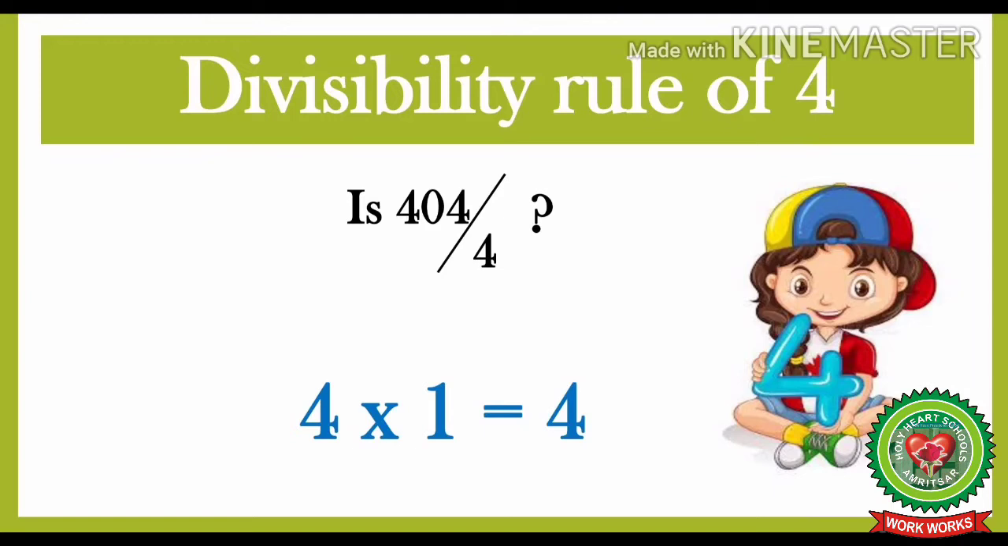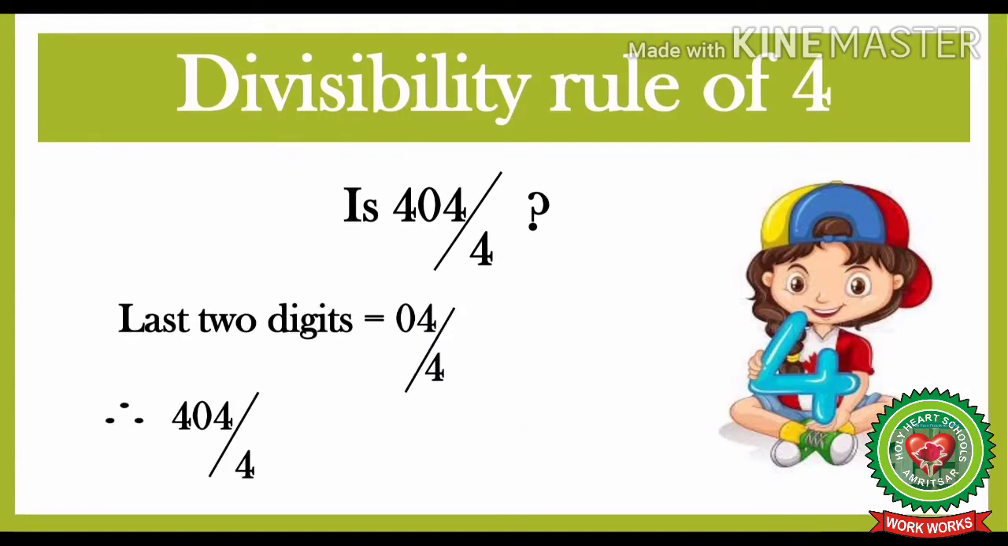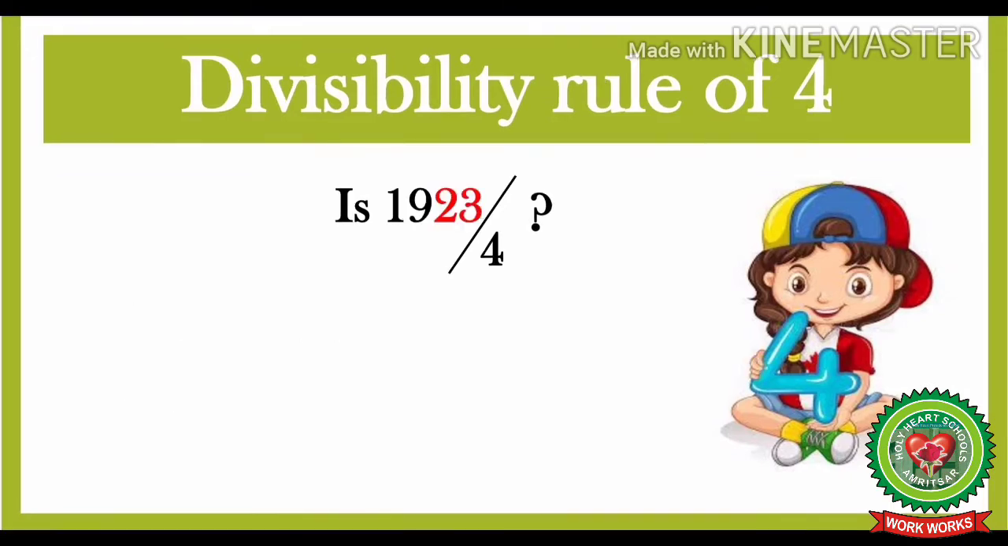That means 04 is divisible by 4. So, according to the rule, since the last two digits, that is 04, are divisible by 4, that means the whole number, that is 404, is divisible by 4.